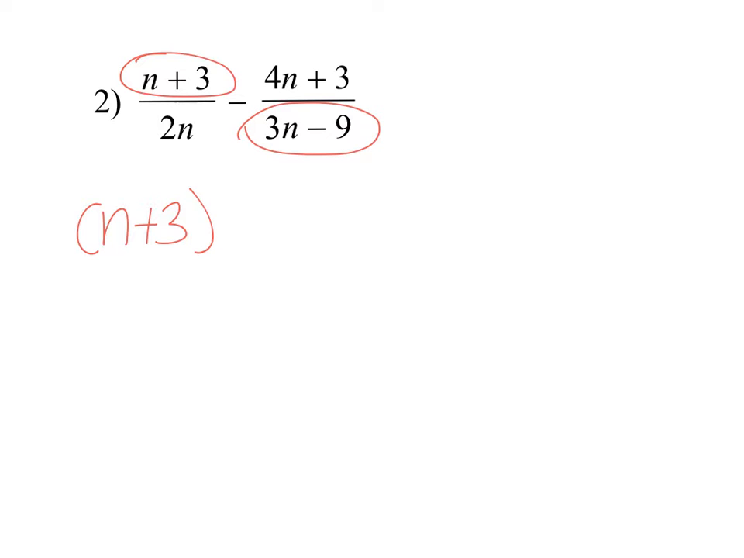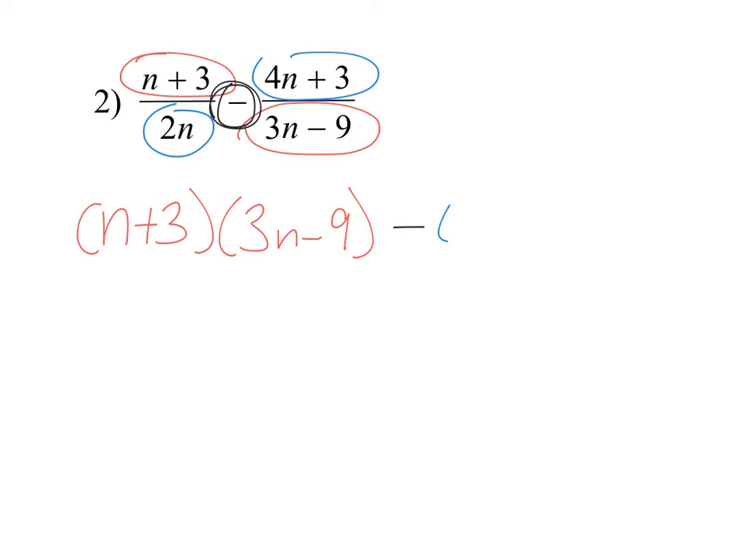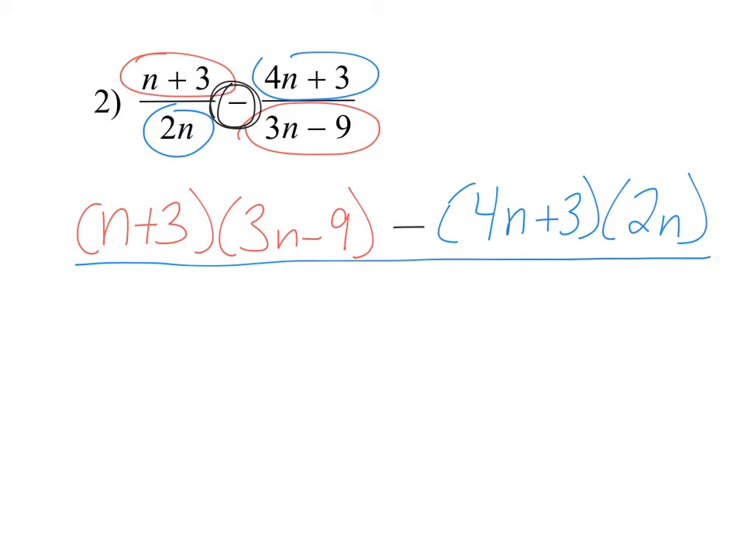So we have the n plus 3 and the 3n minus 9. And then be extra, extra careful that you're not forgetting about the minus sign. And then we're going to take the 2n and put it next to this guy. And remember, what is actually happening here is you're multiplying the top and bottom of each fraction by the same thing. I'm just showing you a little shortcut. You know I love a shortcut. And then the whole denominator is 2n times that 3n minus 9.